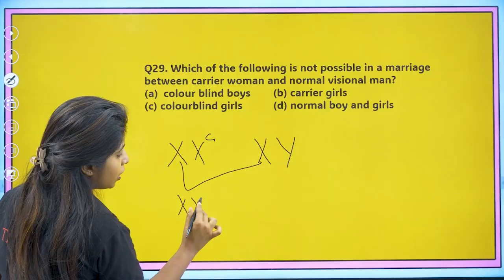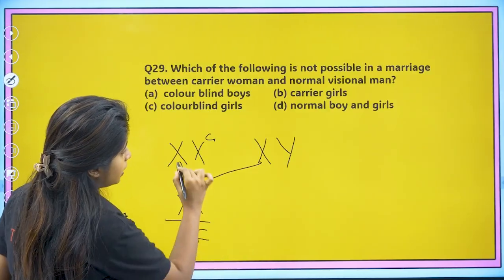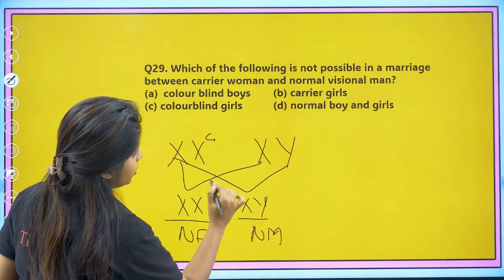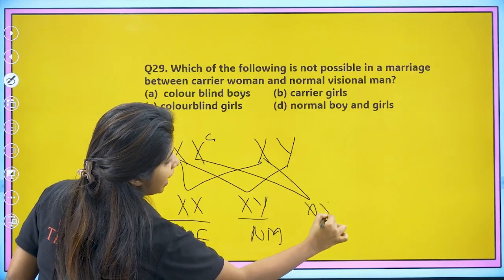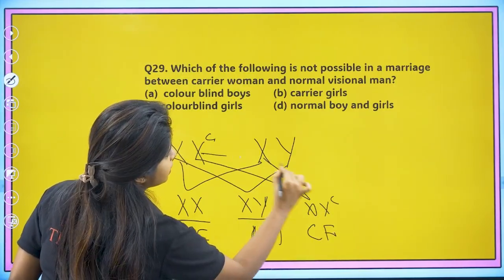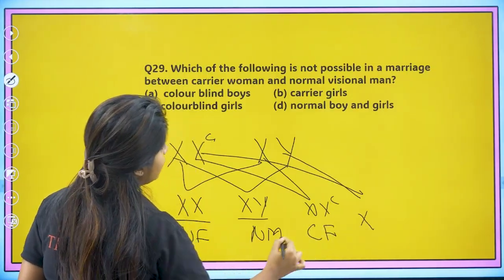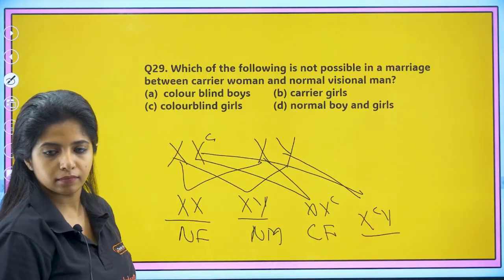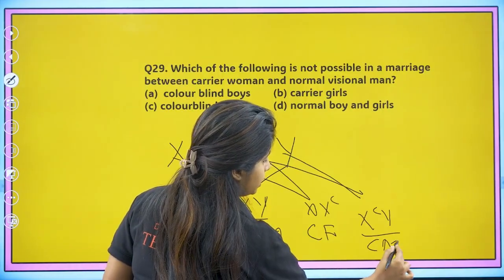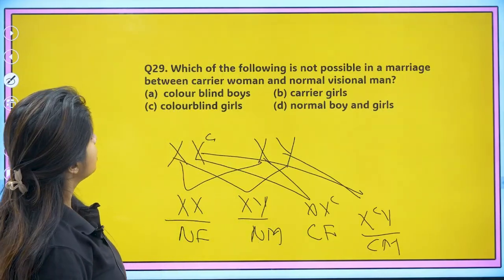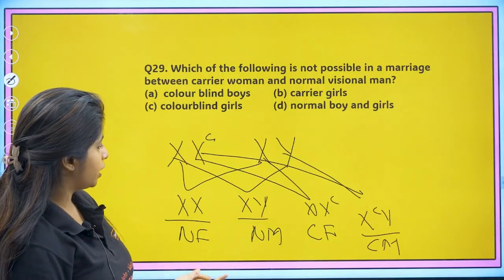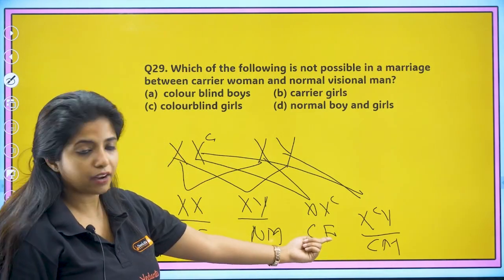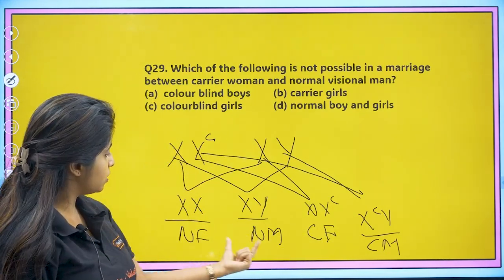This and this comes together, a normal female is being formed. This and this comes together, XY, a normal male can also be formed. This and this comes together, a carrier female can be formed. This and this comes together, a color blind male can be formed. Now let's see. Color blind boys, it's possible. Carrier females also possible.